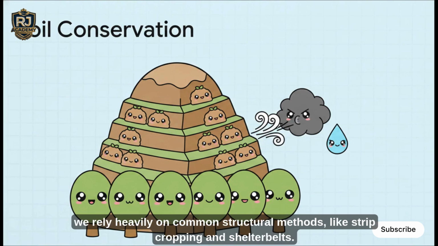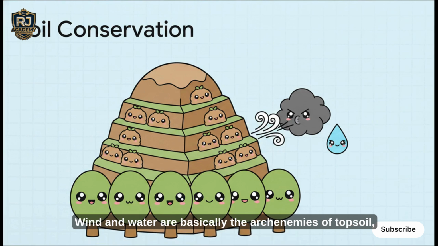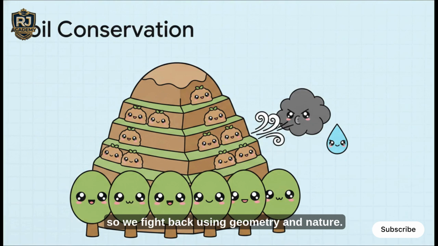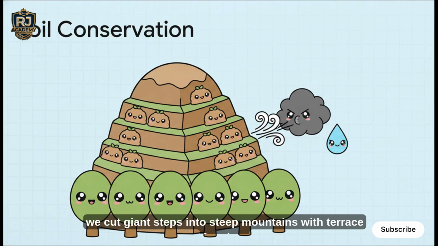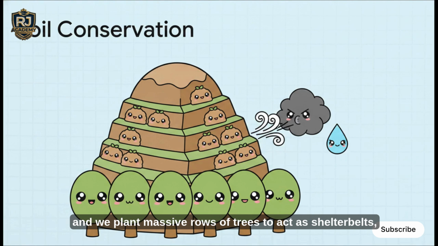Now, to prevent all that precious topsoil from washing or blowing away in places like the Chambal Badlands, we rely heavily on common structural methods like strip cropping and shelter belts. Wind and water are basically the arch enemies of topsoil, so we fight back using geometry and nature. We plow along contour lines to slow water down, we cut giant steps into steep mountains with terrace farming, we plant strips of grass between crops to break the wind, and we plant massive rows of trees to act as shelter belts, letting those deep roots hold the earth firmly in place.